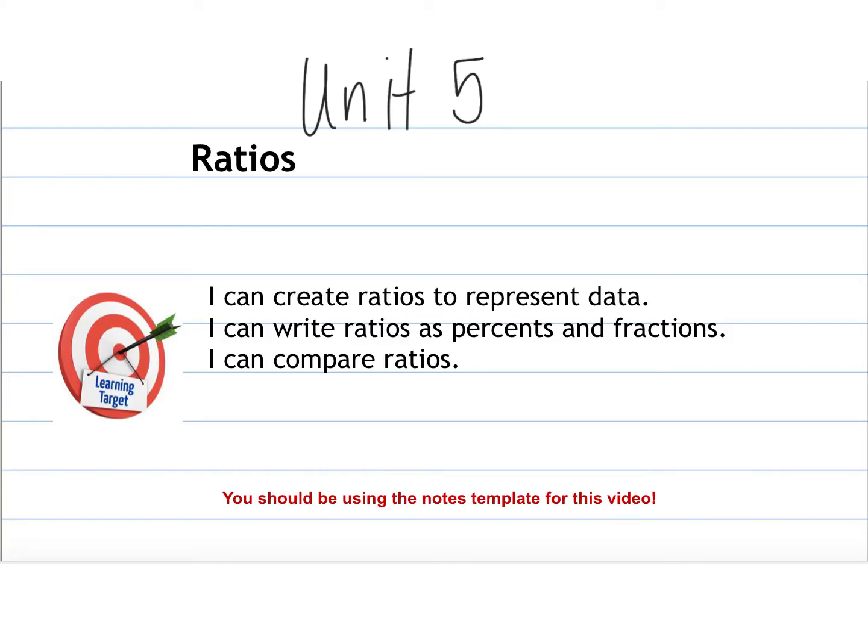Hello, sixth graders. We are starting Unit 5. Our first lesson is on ratios. Our learning targets: I can create ratios to represent data, I can write ratios as percents and fractions, and I can compare ratios. Everybody should be using the note template, so find that and have that ready for you.